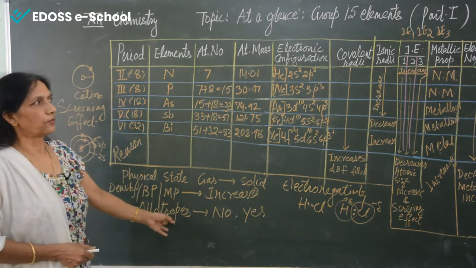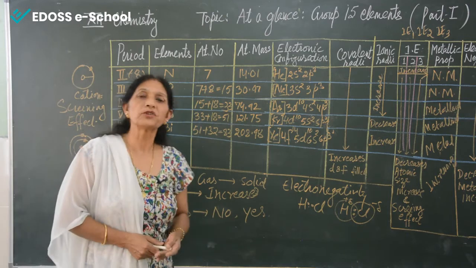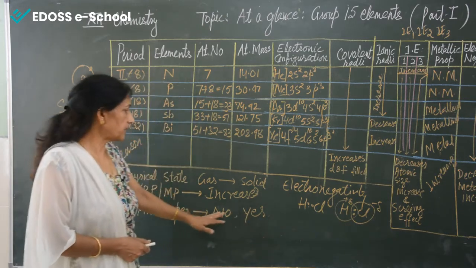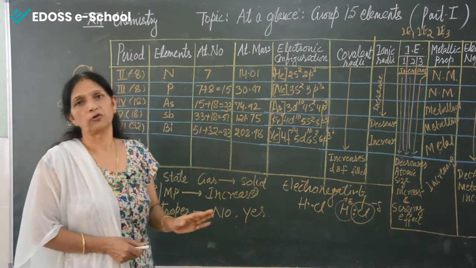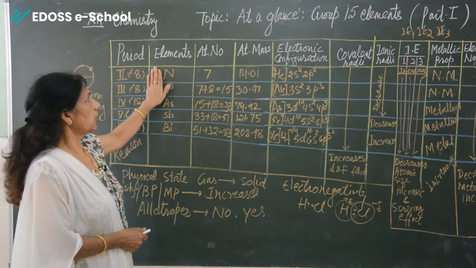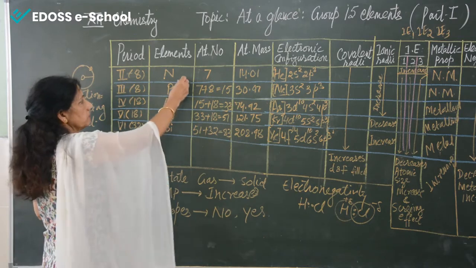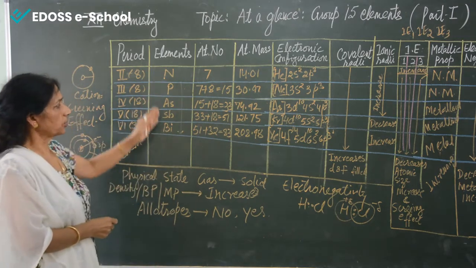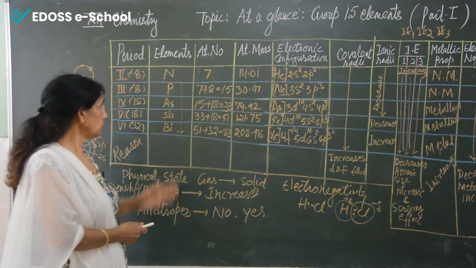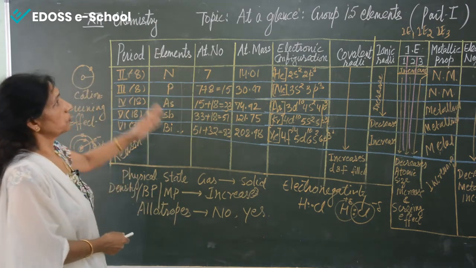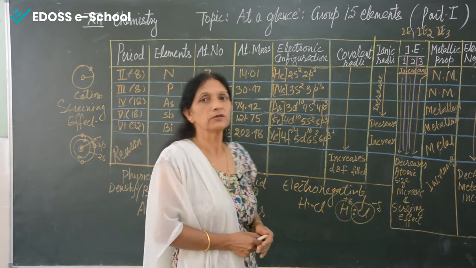And then allotropes. Nitrogen doesn't form any allotropes. There is no allotrope seen of nitrogen. But all the others, from phosphorus to bismuth, have allotropes. Okay. So this is all about your group 15 elements' physical properties.